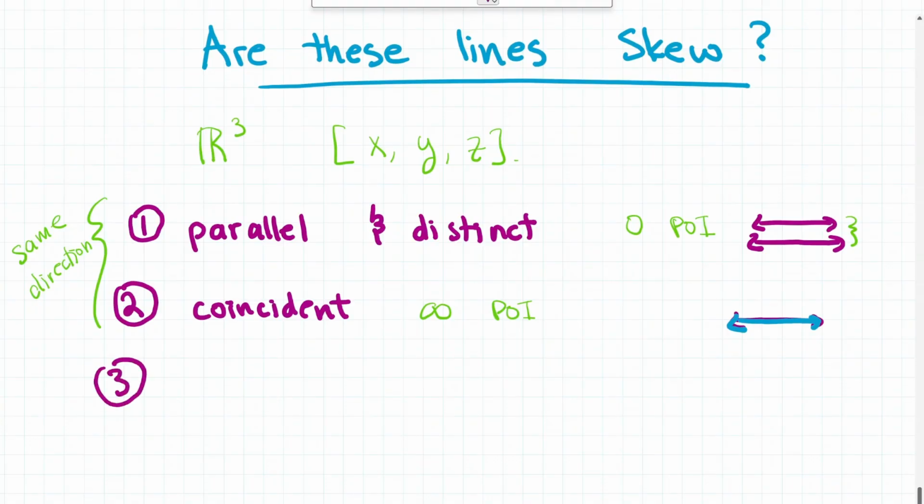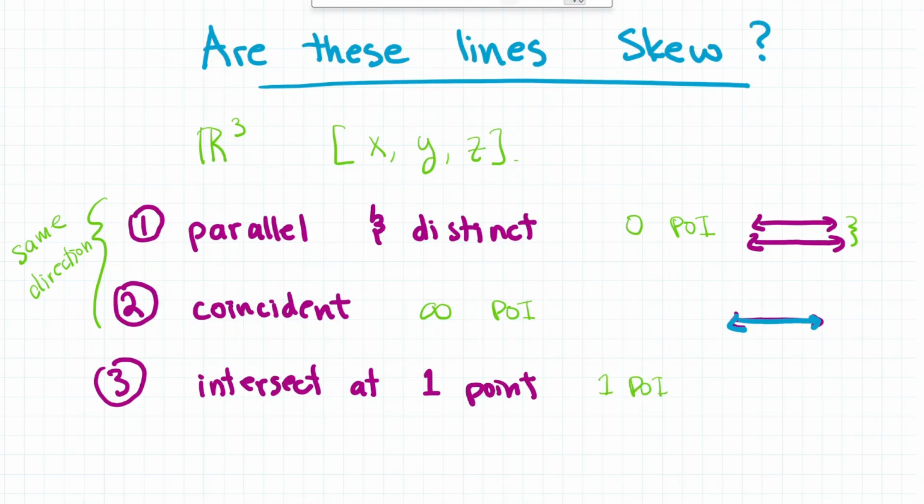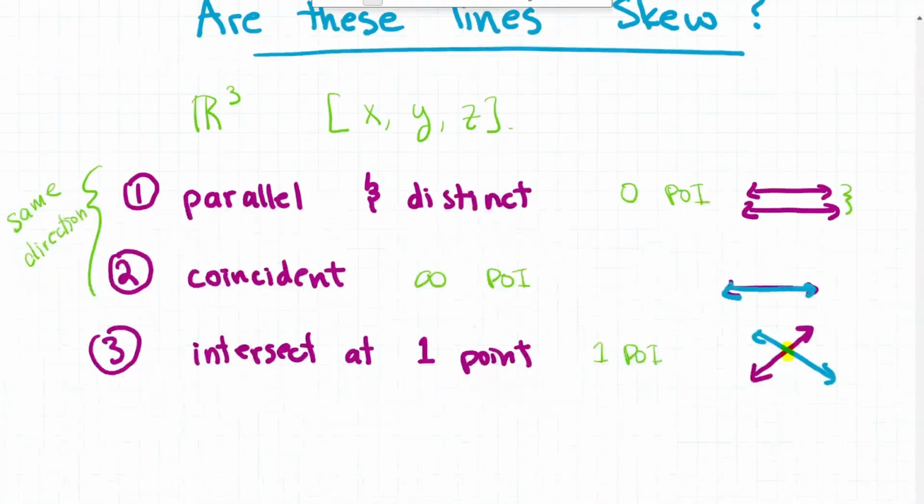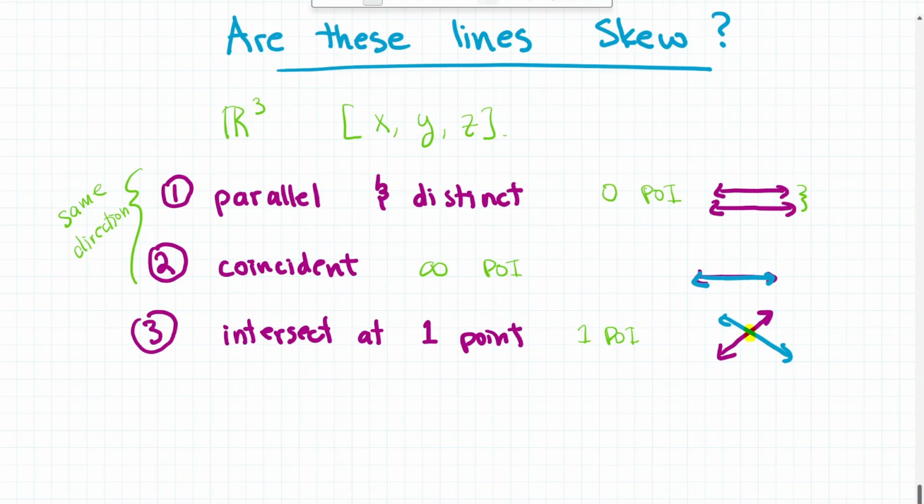Third, they may intersect at a single point. That means, like I said, we're only going to have one point of intersection. If we have some vector here, and then some other vector, we can see that we have exactly one point of intersection. This is all the same as lines in 2 space. But what about 3 space?